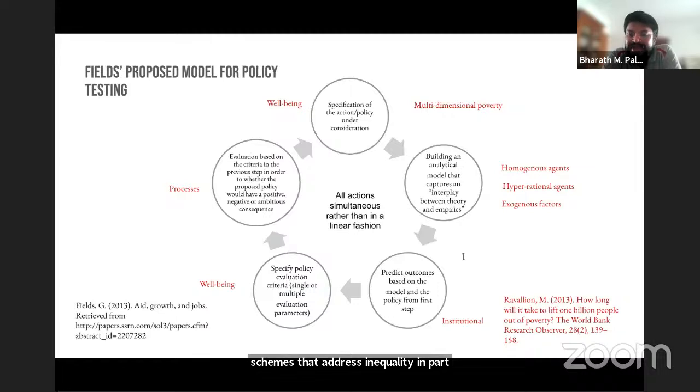So it's a fairly complex process with multiple stakeholders, with various different institutions already being involved in this process.